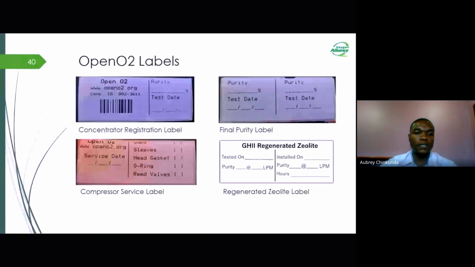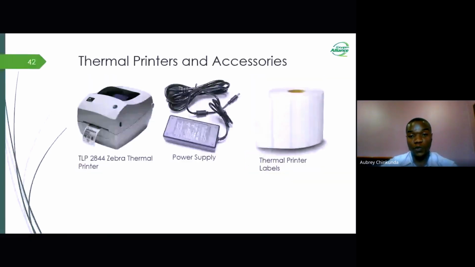And these OpenO2 labels were designed using a software called the Zebra Design software. There are multiple software options that can be used, and this is the one that we just found easy to work with, mainly because we already have thermoprinters of the Zebra brand. So the thermoprinters and the software are compatible. So we found it easier to just use the software.